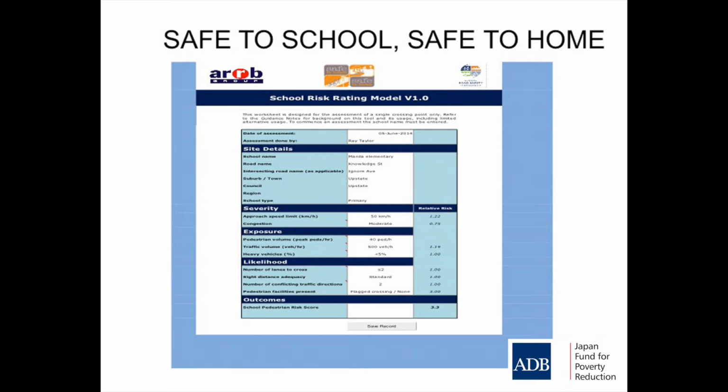Now, the first thing is, what's the severity of this location? And we've got the approach speed or the speed limit identified as 50, and that gives a relative risk of 1.22. And there's also a measure of congestion in this. Now, it's a very simple system to operate. You can do it for every crossing where children are, and you get a different measure. So if you've got 5 crossings, you'll get a measure for each crossing, and you can list them from the safest to the unsafest. And so that's the first step of Safe Routes to School done.